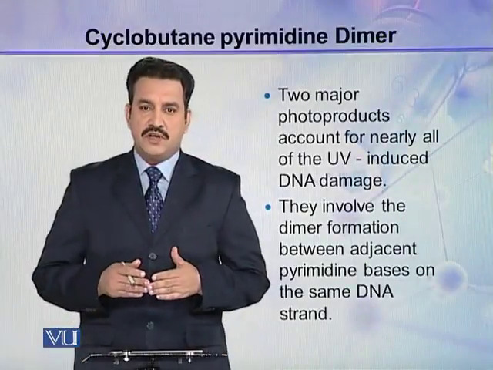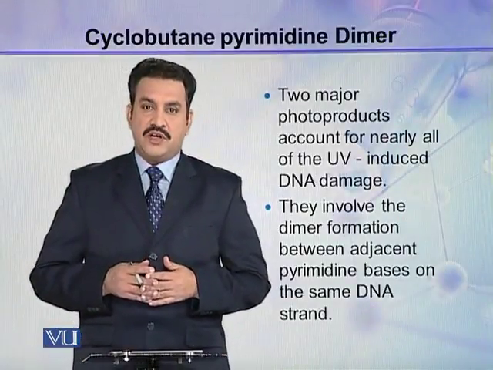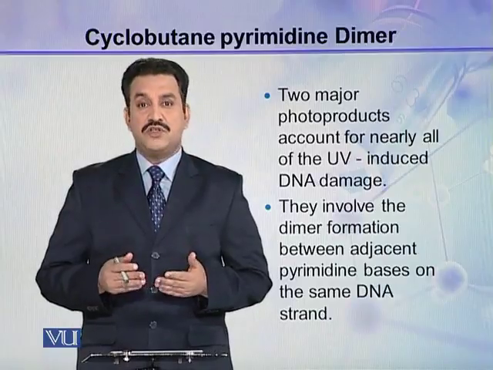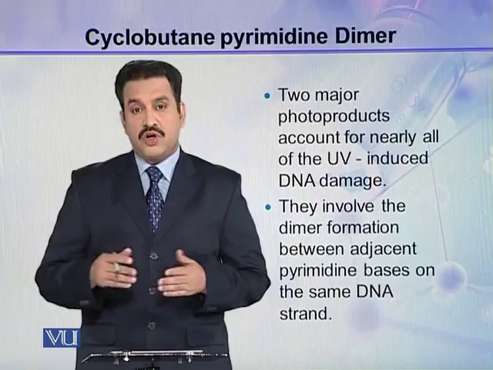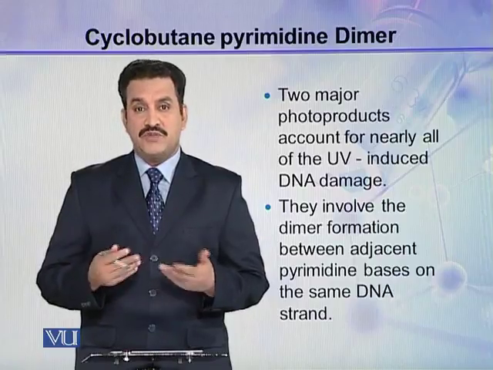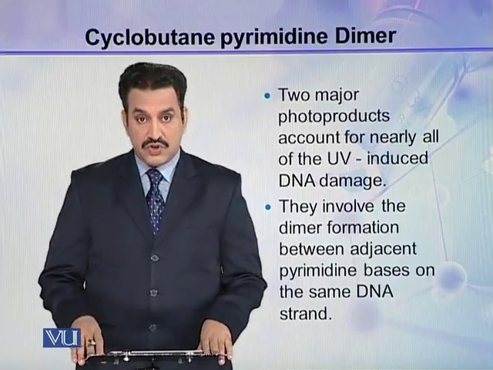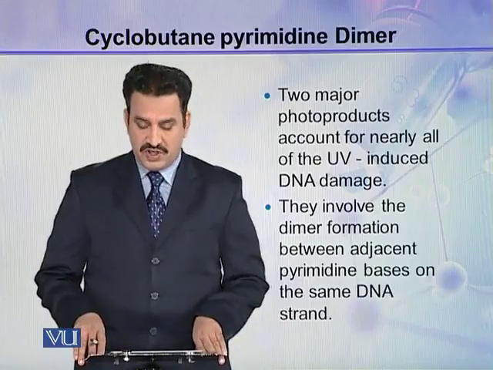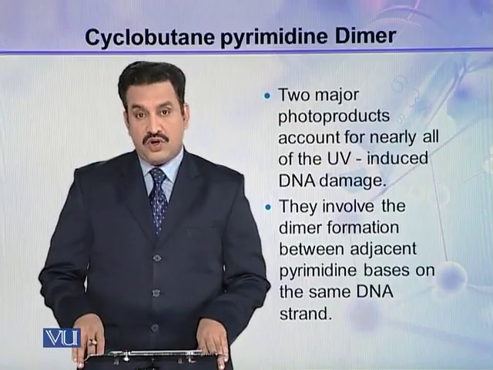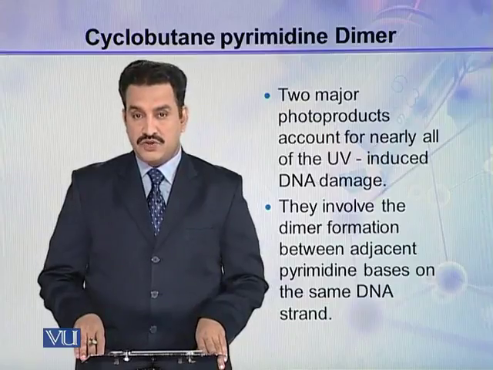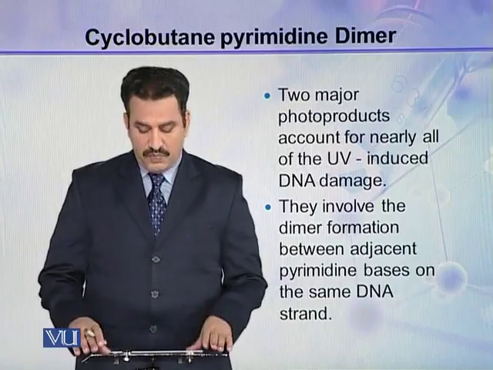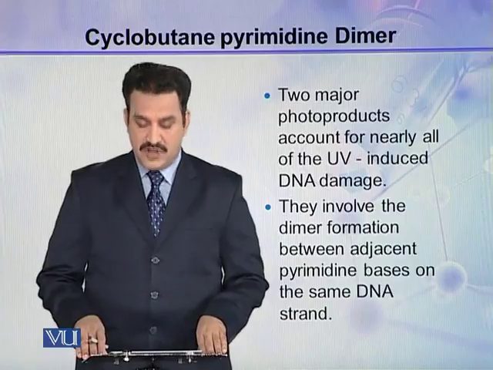As you have seen, the UV light is damaging the DNA. It is one of the major causes of DNA mutations. So how do these UV lights damage the DNA? Mainly two major photo products account for nearly all of the UV induced damage to the DNA.